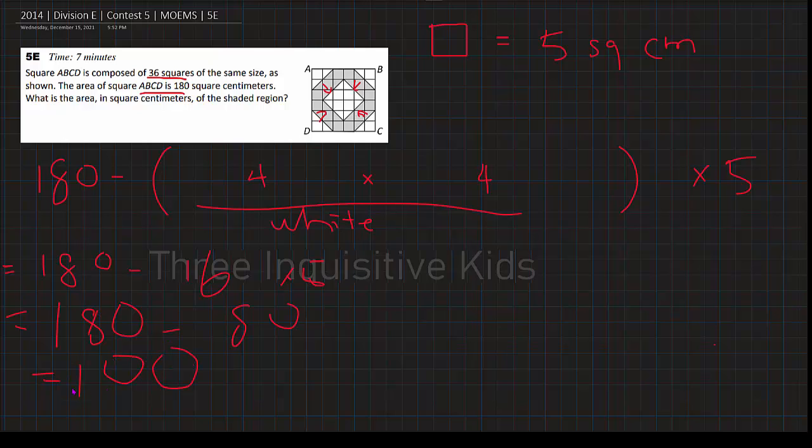So the answer is that the shaded region has an area of 100 square centimeters.